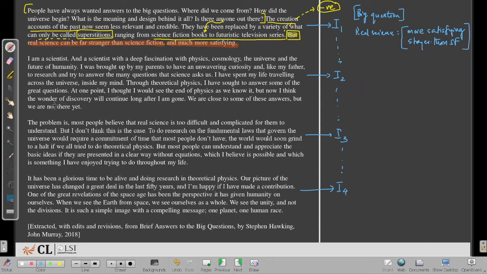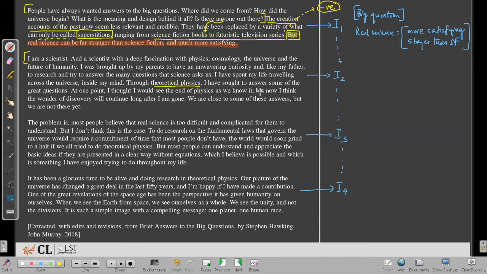Let's look at what paragraph number 2 is saying. I am a scientist. Now you have to wonder why the author said that. I am a scientist, basically making a case. I am a scientist with a deep fascination with physics, cosmology, the universe, and the future of humanity. I was brought up by my parents to have an unwavering curiosity, and like my father, to research and try to answer the many questions that science asks us. I have spent my life traveling across the universe inside my mind.